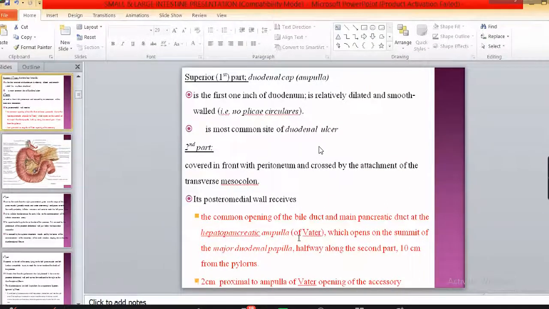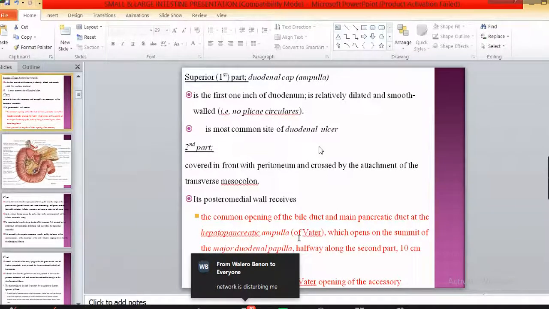Now, like I told you earlier on, the first portion of the duodenum is mainly dilated and relatively has a smooth wall, and does not have plicae. This is a common site for duodenal ulcers, because it's one place where it receives mainly the gastric contents, and it's a place where alkalization of gastric contents starts.